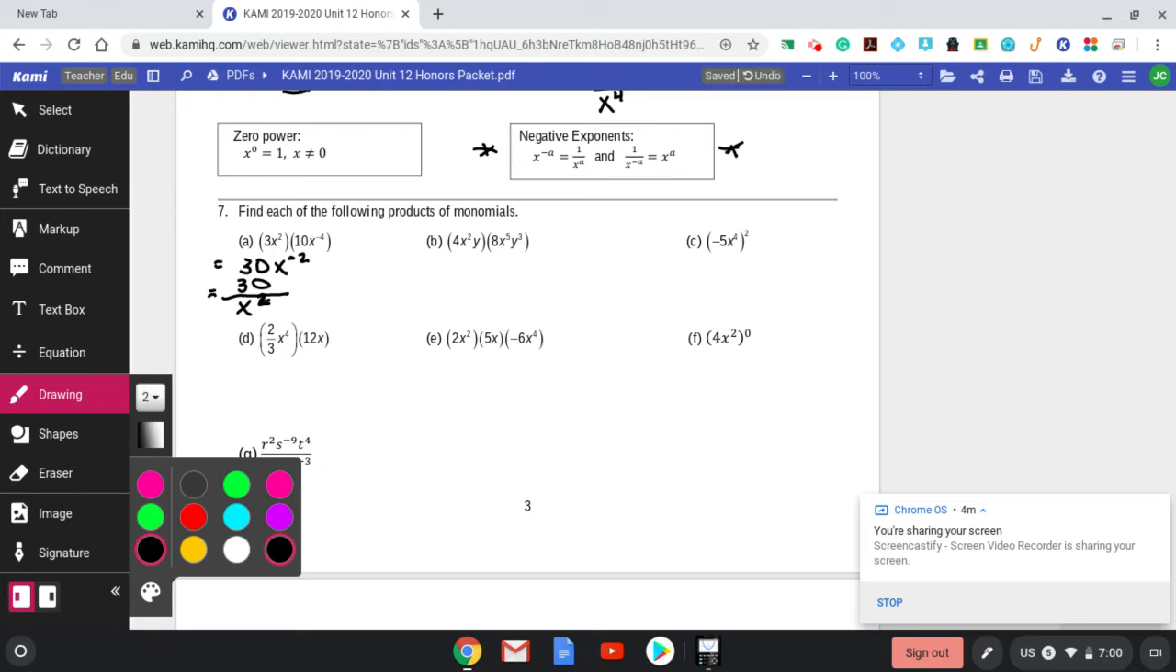All right, the 30 stays where it is because that's not the one being raised to the negative exponent. The only thing I move is the one being raised to the negative exponent.